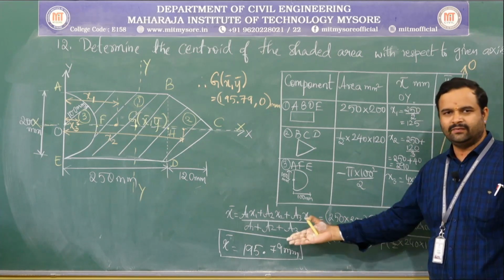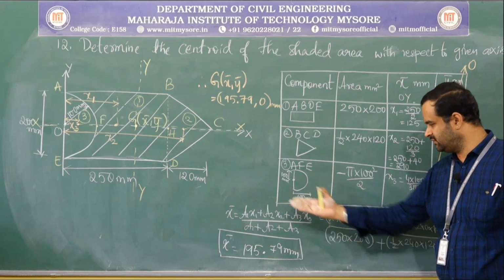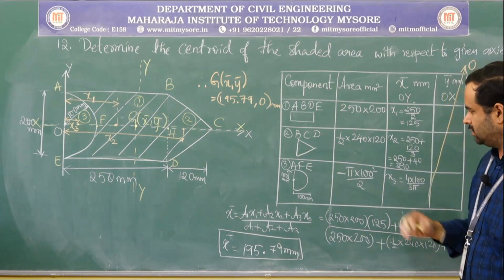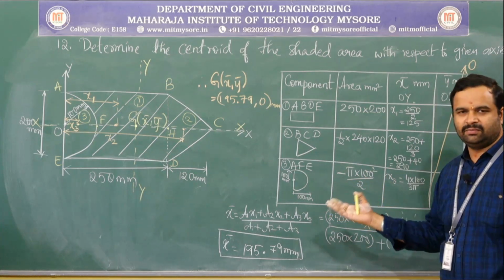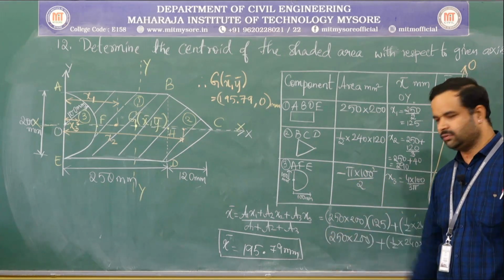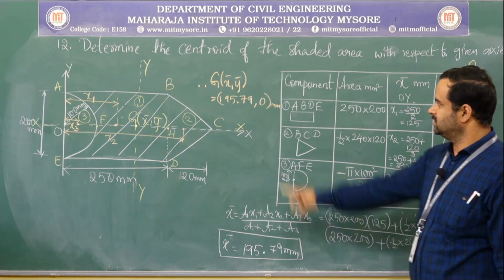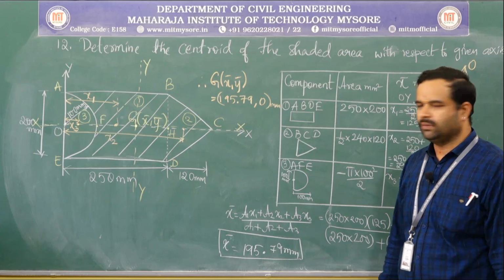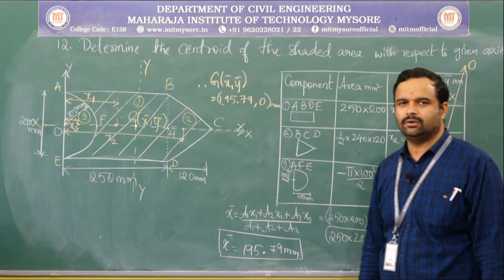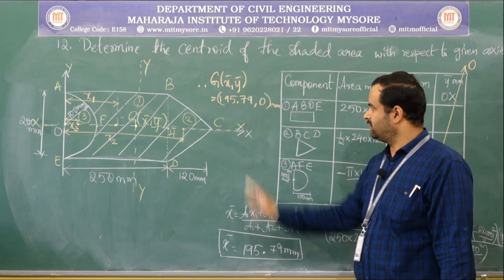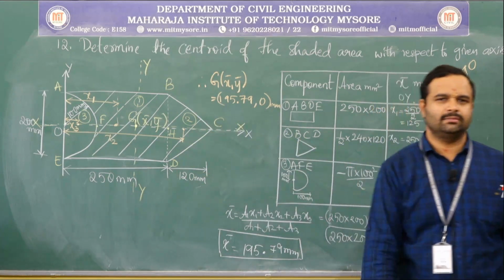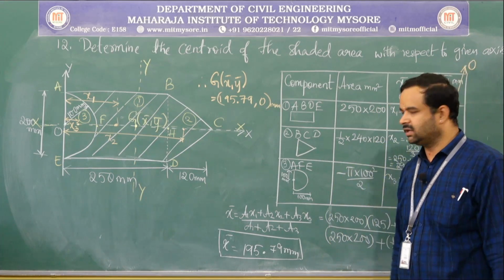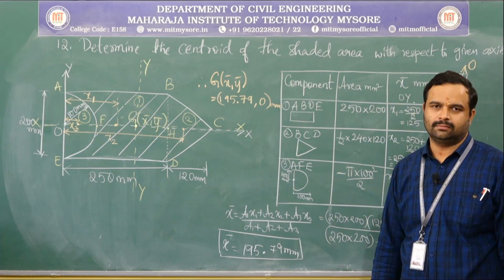In this problem we have only x bar. So, we have substituted the values of A1, x1, A2, x2, A3, x3 and divided it by A1 plus A2 plus A3, which is equal to 195.79. At last, please write this G of x bar comma y bar is equal to 195.79 comma 0 mm. Okay. So, after writing this, try to locate the same in the given figure. That completes the problem. Okay.